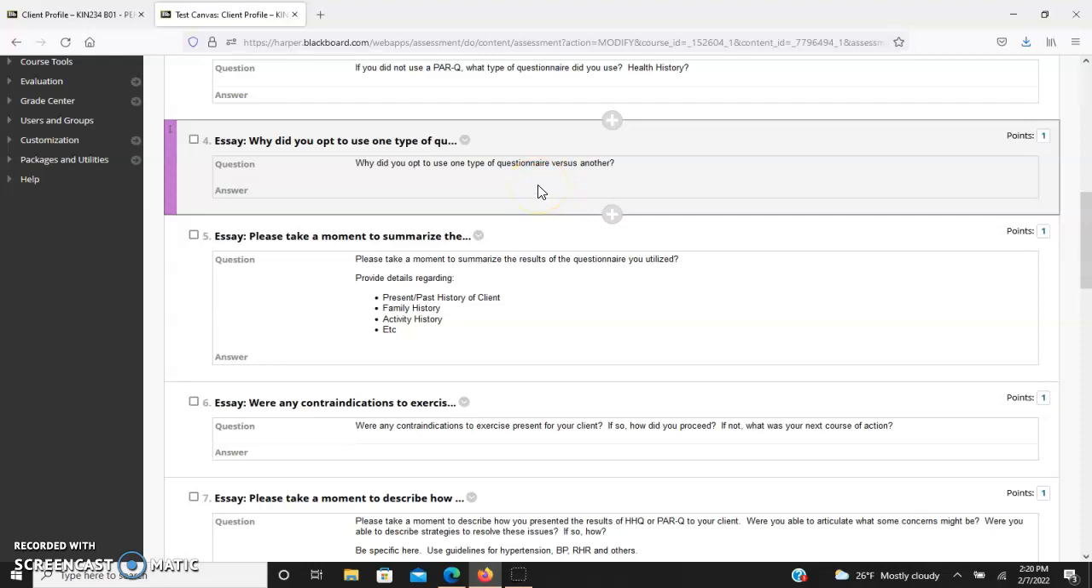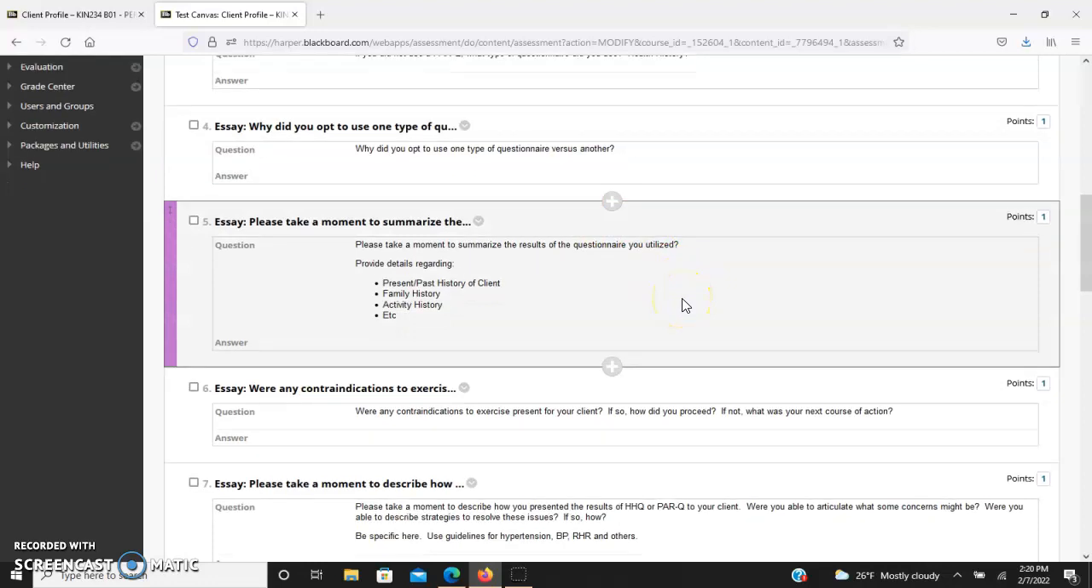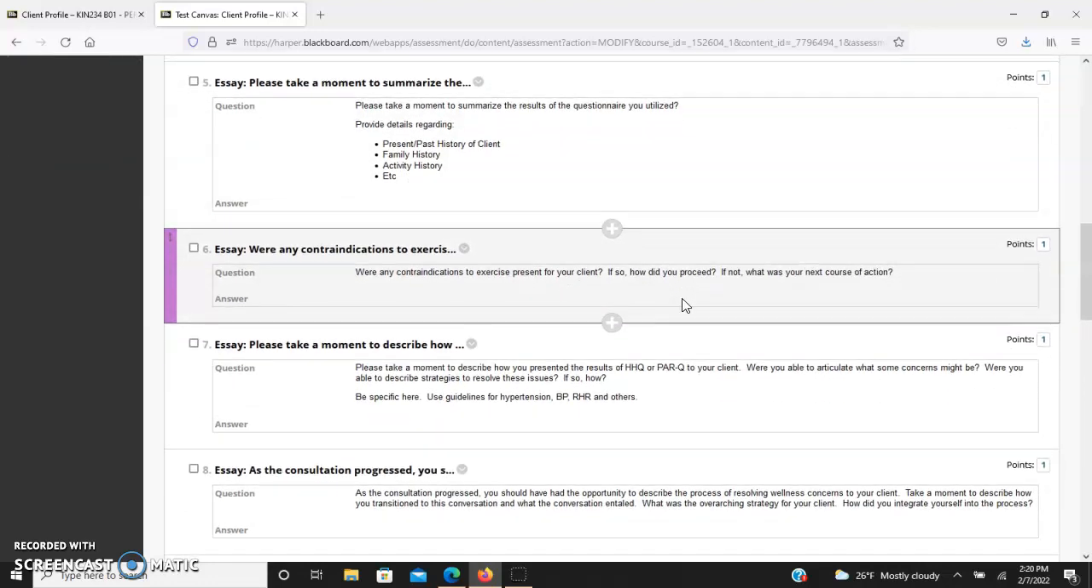And I'm looking for you to be specific here, not just, well, I thought it was a great questionnaire, I didn't want to deal with 3 pages of a health history versus a PAR-Q. Offer insight. That's what I'm after. A little bit of intellectual curiosity will go a long way in this class and just in life in general.